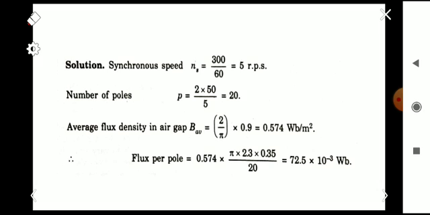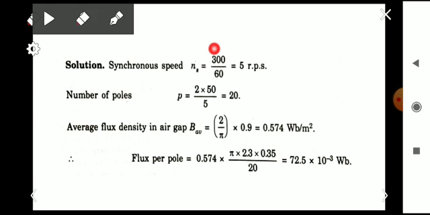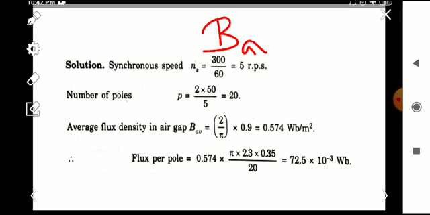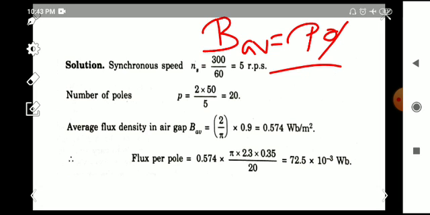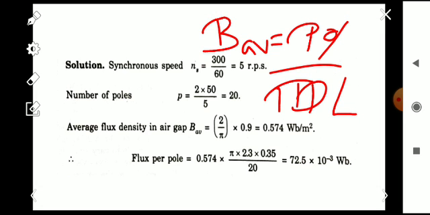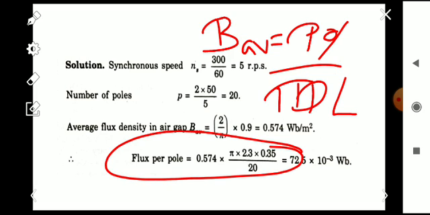After that, using Bav, we know Bav is equal to P phi by pi D L. Here the value of flux can be found by multiplying Bav into pi D L by P. Just substituting the values, Bav is 0.574, and pi D L, where D is given as 2.3.